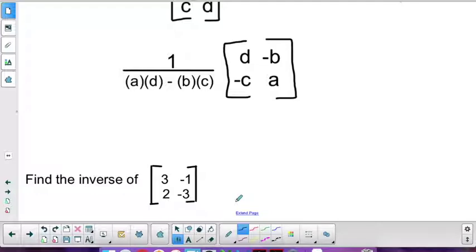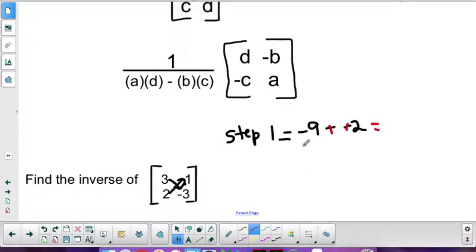Okay, in steps. So step 1, I'm just going to write it out. Step 1, all right, is the determinant. So -9 minus -2. And since we have a minus a negative, that means we're going to add the opposite. So -9 plus 2 is -7.